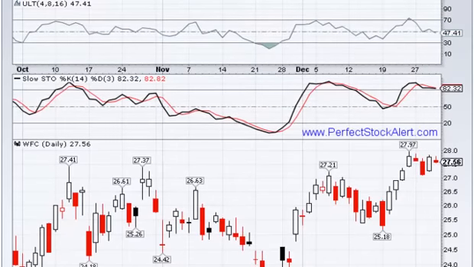Today we're going to be studying the ultimate oscillator. I'm going to show you how to use this, and I'm going to compare it against the slow stochastic. You'll understand why in a moment.